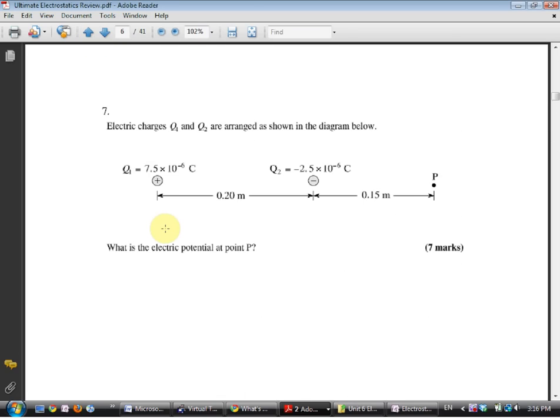Oh, absolutely. So those of you that are listening to this tutorial, here is a question you're going to see on your test. I'm going to give you two points and a location, either somewhere between the two points or maybe over here, and I'm going to ask you to find either the electric field or the electric potential or both, or the potential difference. No, potential difference is one charge, not two charges.